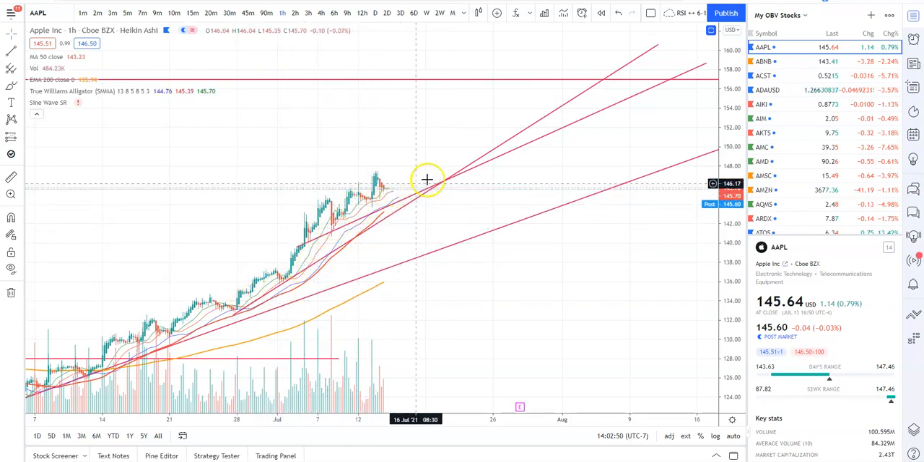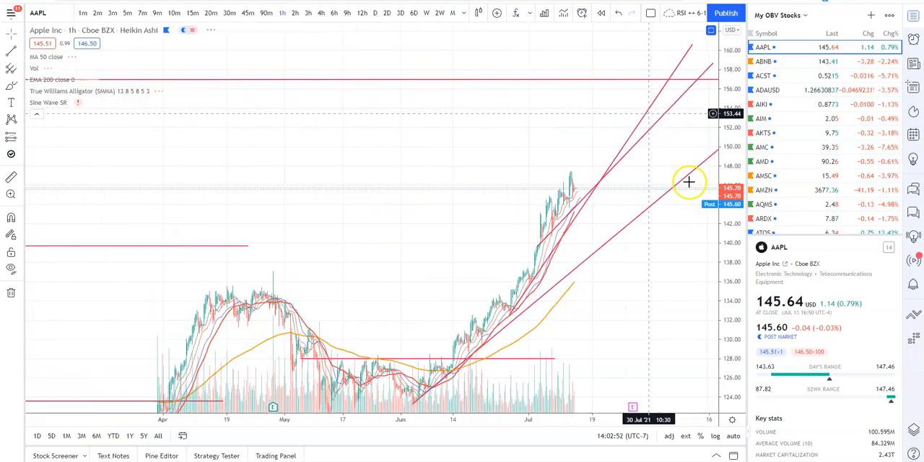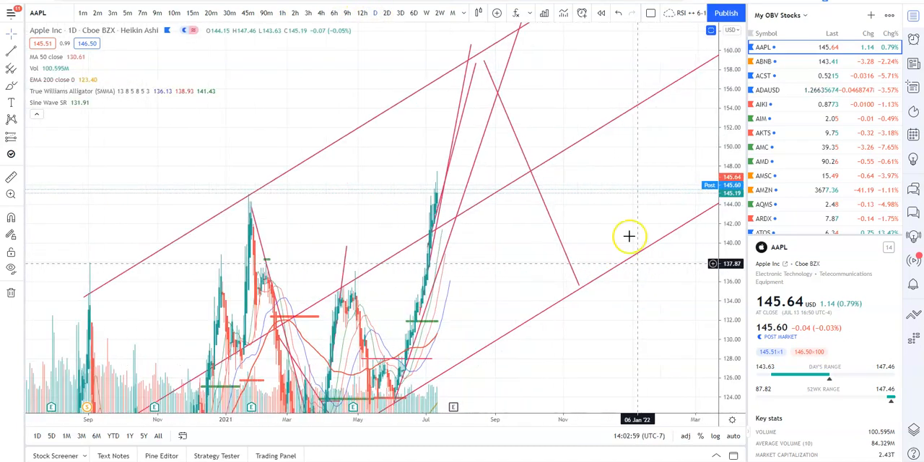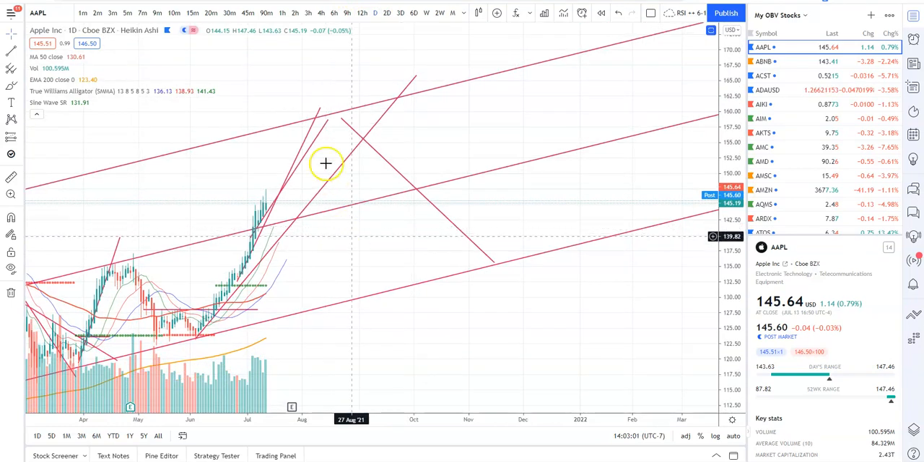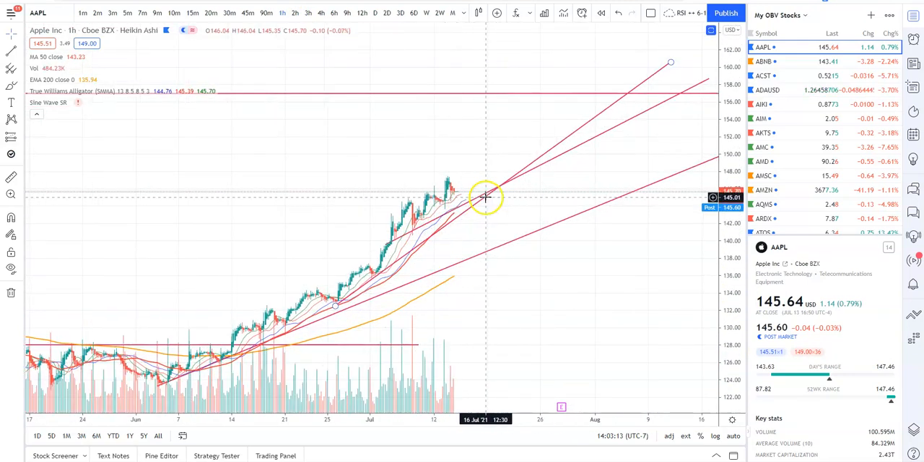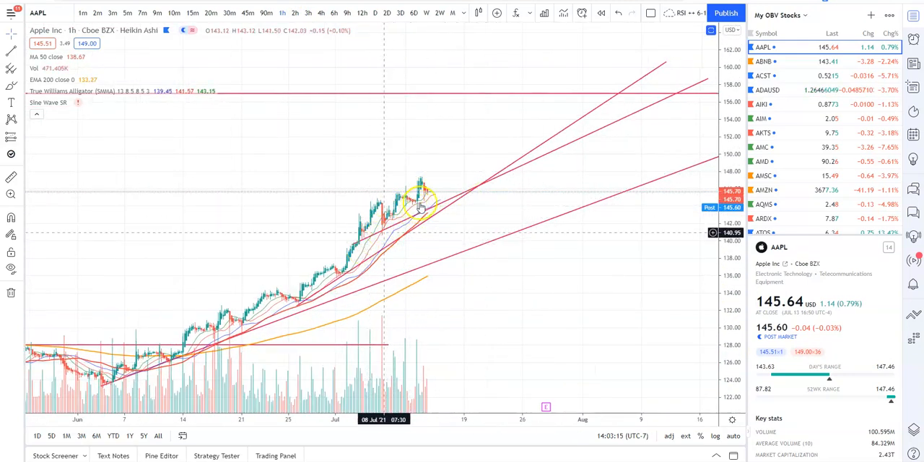We've got these two to the upside, still targeting the top of the channel around the 157 area. Let me get back to the daily here. Yeah, around 157, 158 area is where we're targeting. We are still well on track for that. I see absolutely no signs of danger, no signs of worry in Apple right now, just still trending along very nicely in this 1 hour, as you can see, and looks to be chugging along nicely to the upside still.